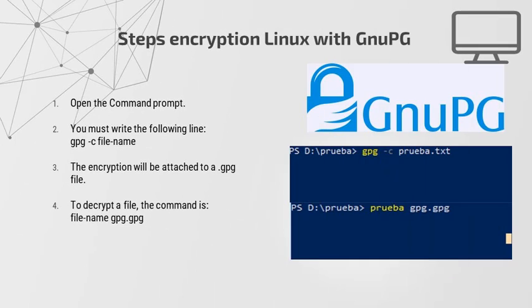Steps, encryption Linux with GNU-PG. First step, open the command prompt, clicking applications, then accessories, and finally clicking in terminal. Second step, you must write the following line with a keyword at the command prompt. The line is GPG, dash c, and the name of the file and extension of the file.